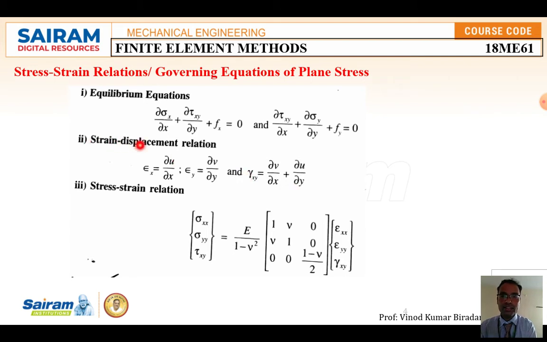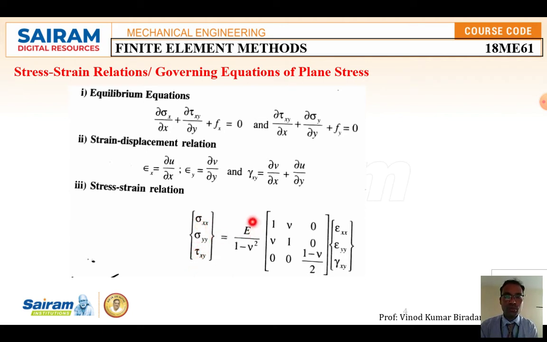These are the strain displacement relationships for the plane stress problem. Coming to the stress-strain relationship, this is most important. As the name indicates, stress. There will be two direction stresses: sigma xx, the stress along the x direction, and the stress along the y direction, and in between these two planes a shear stress will exist, that is the shear stress tau xy.